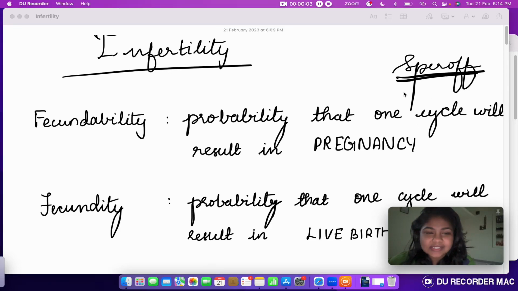Good evening. Today we will see infertility as given in Speroff's textbook. So first we will go with the definitions.